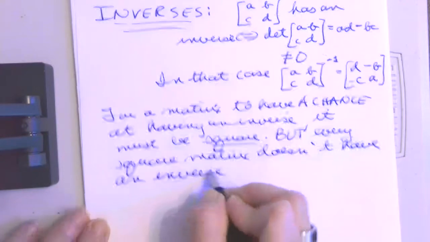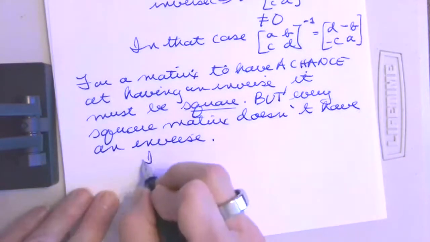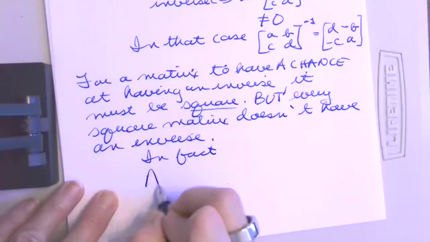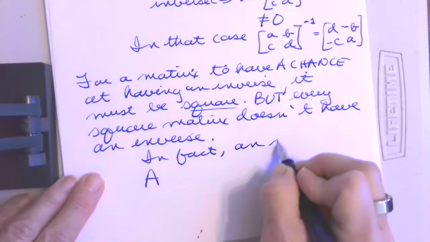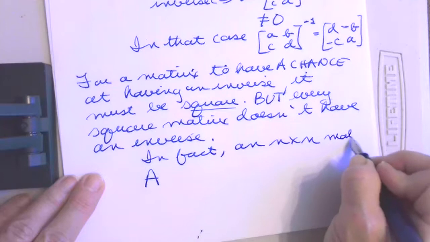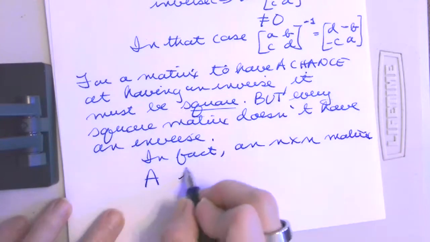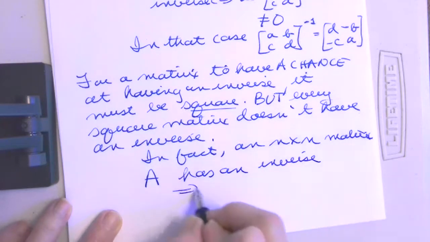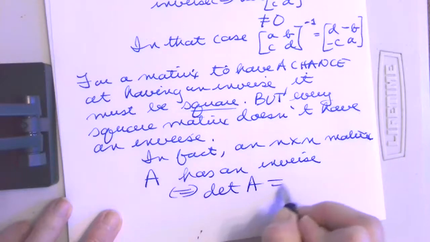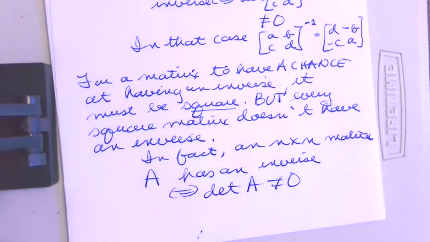And in fact, what you can prove, and you do prove in linear algebra, is that for A an n by n matrix, A has an inverse if and only if the determinant of A is different from 0. Okay. So that's the only way you can have an inverse, if the determinant is non-zero. If the determinant is 0, you don't have an inverse.